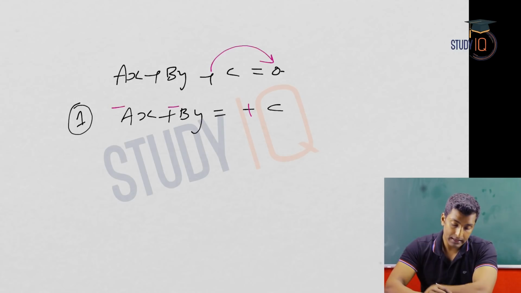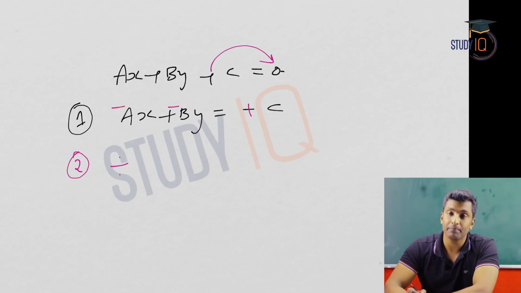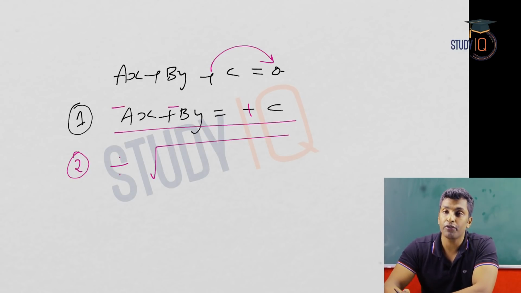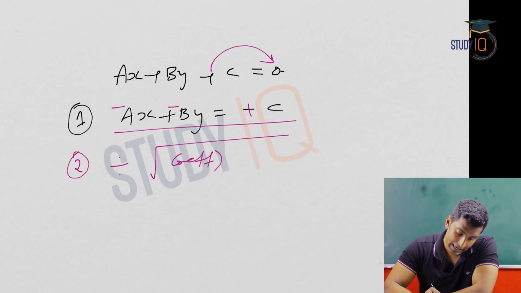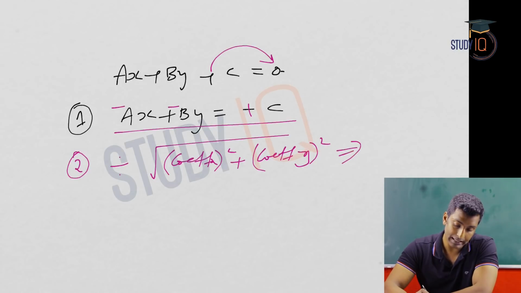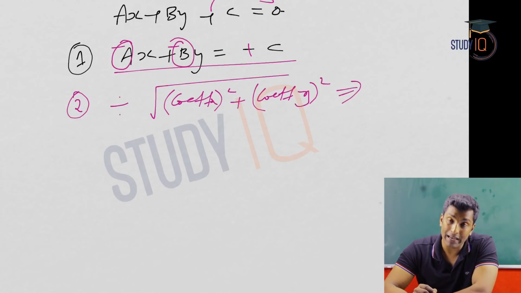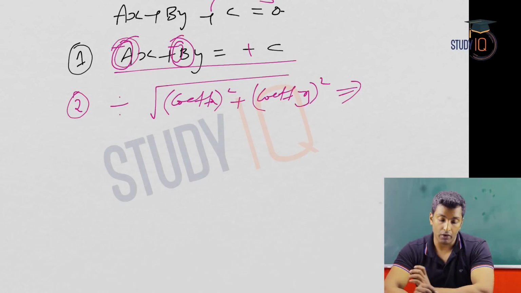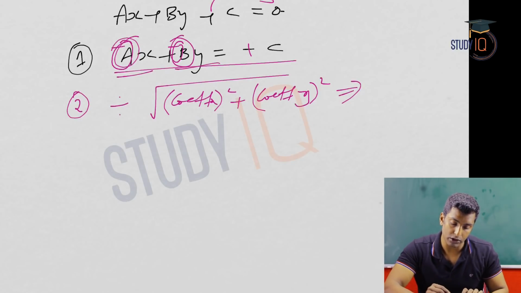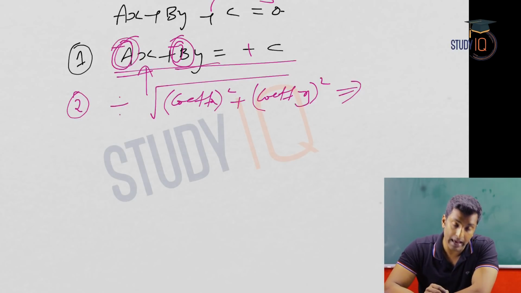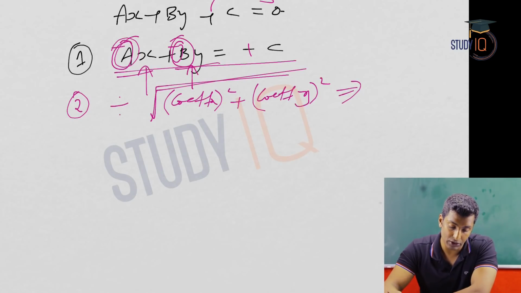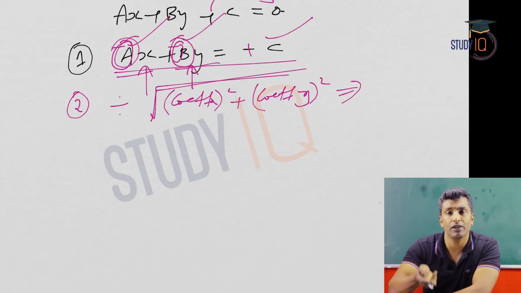Now the second step is to divide this with root of coefficient of x square plus coefficient of y square. You'll get the answer. What is the coefficient of x square? That is your a square plus b square. Coefficient of x is a, so a square. Coefficient of y is b, so b square. So root of a square plus b square. Divide here, you get the same.